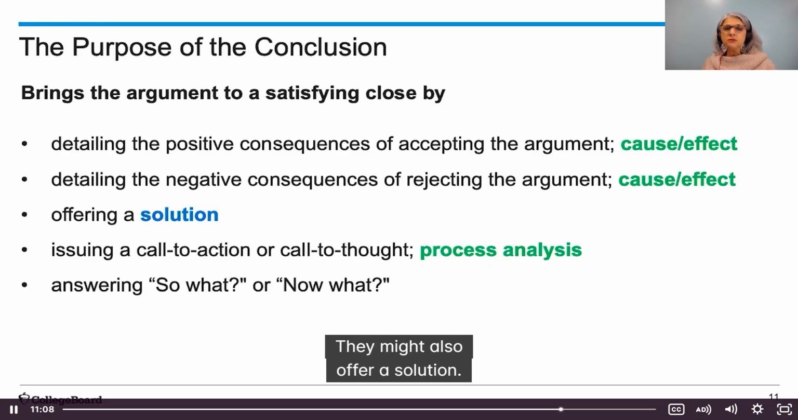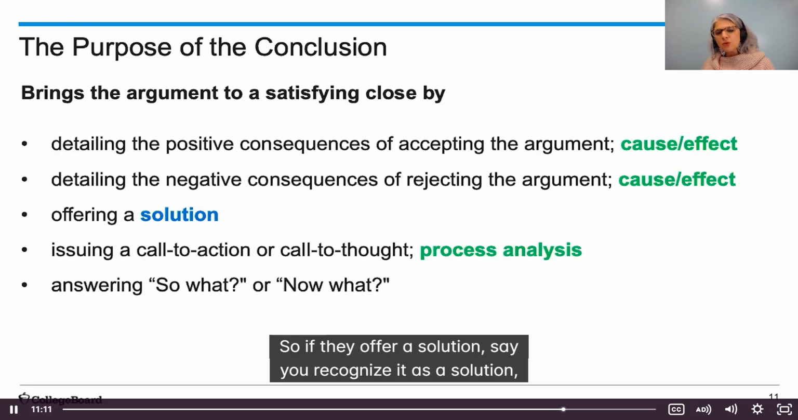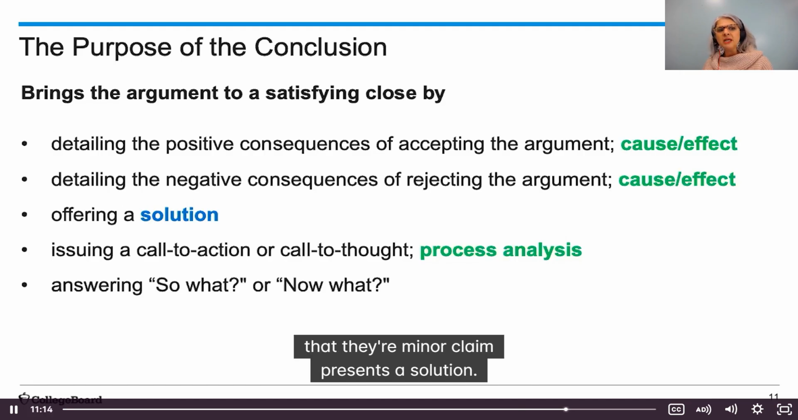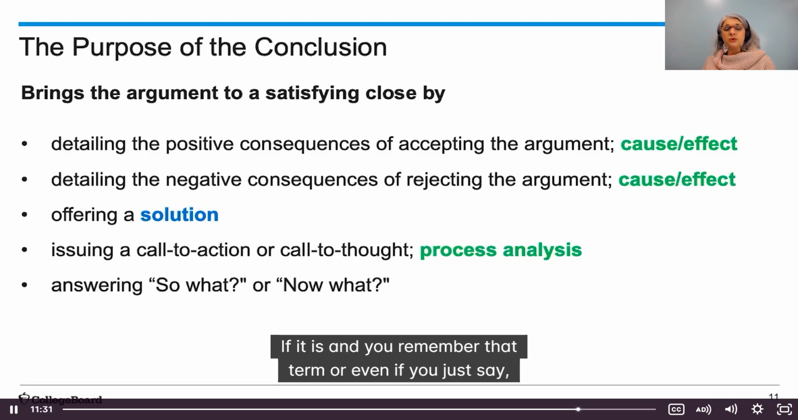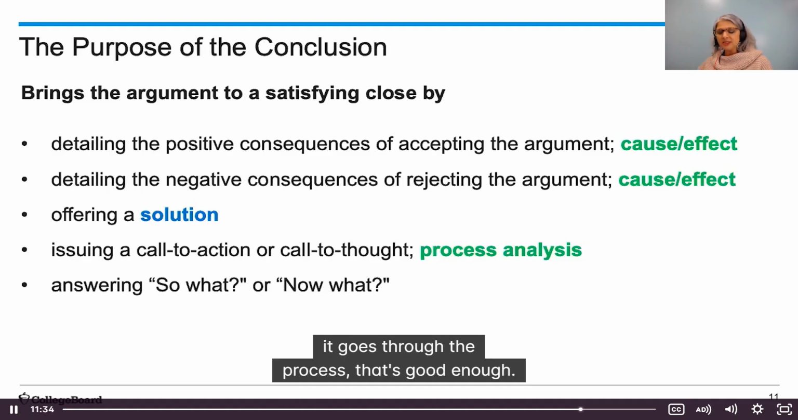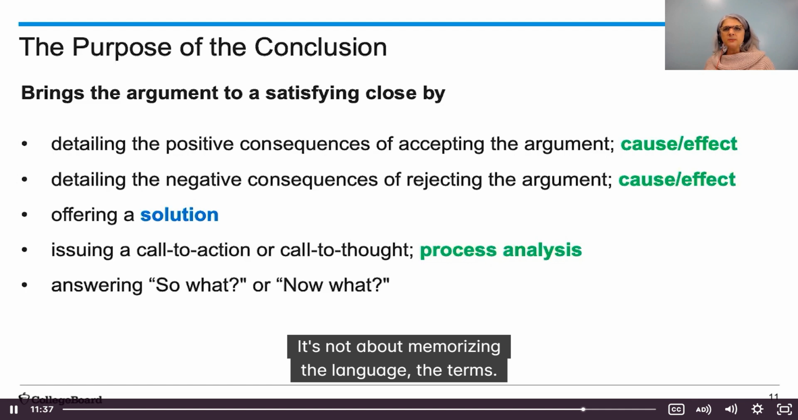They might also offer a solution. If they offer a solution, say you recognize it as a solution, that their minor claim presents a solution. Another thing they might do in the conclusion is some kind of a call to action or a call to thought. And if they spell out the steps of how to do that, then that might be process analysis. If you remember that term, or even if you just say it goes through the process, that's good enough. It's not about memorizing the language, the terms. It's about recognizing that all arguments are made up of the same components and connections, and that some of the language you can use to make the connections helps to support your analysis of the line of reasoning.